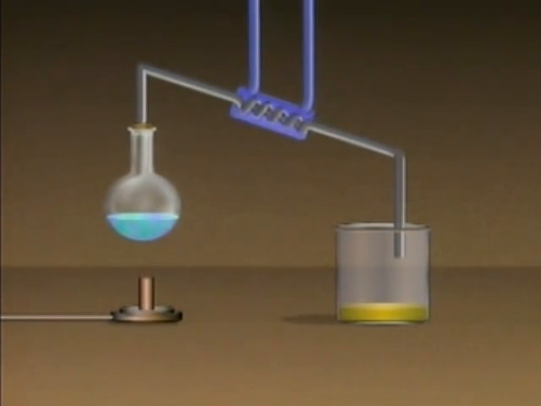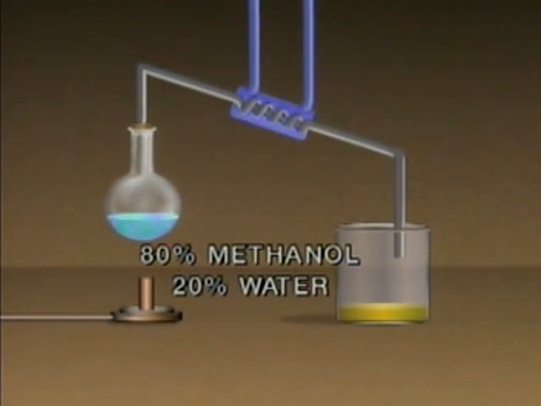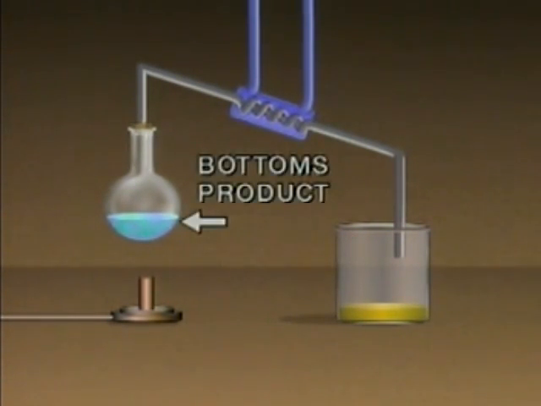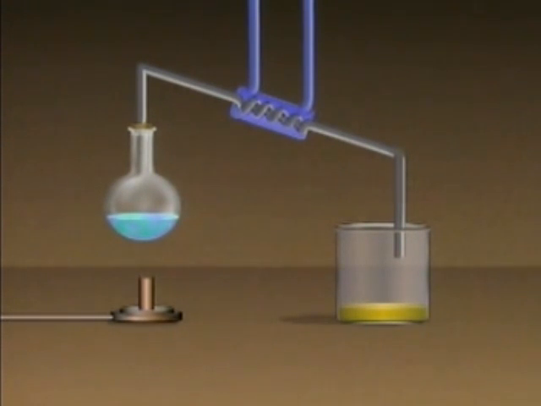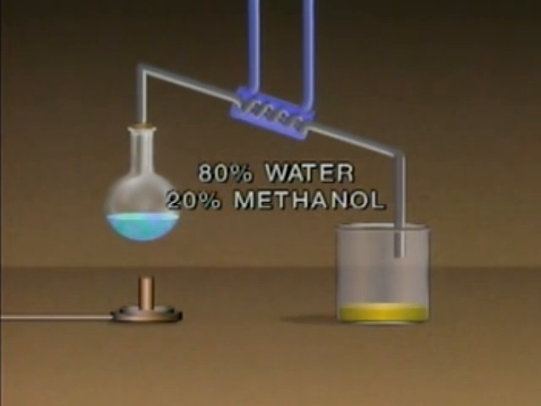In this example, the overhead product contains approximately 80% of the lighter, low boiling point substance, methanol, and 20% of the heavier substance, water. The liquid that's left behind is called the bottom's product. The bottom's product in this example contains approximately 80% of the heavier, high boiling point substance, water, and 20% of the lighter substance, methanol. So you can see that a single batch system does not produce a pure separation.